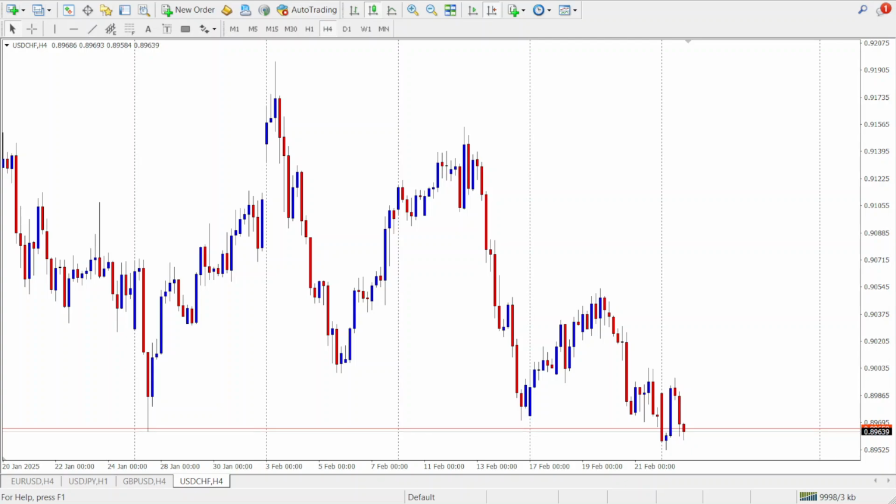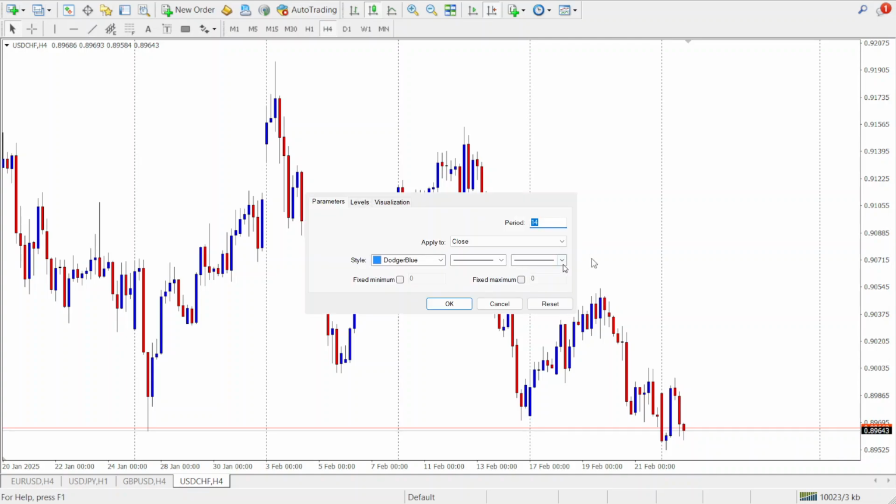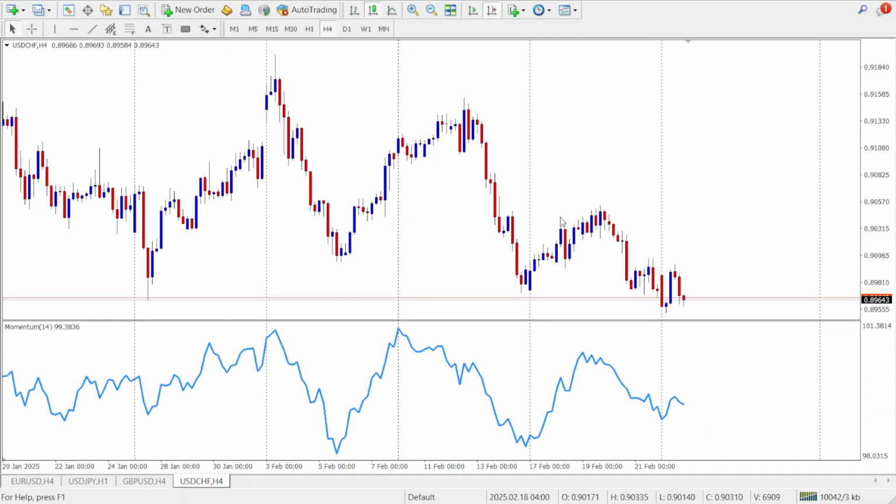In this video, we're going to be talking about one of the most powerful yet underrated indicators out there, and that is the momentum indicator. If you're struggling to identify trends, reversals, or high probability trade setups, then this video is for you. By the end of this video, you'll understand how the momentum indicator works, the best trading strategies to use with it, and how to combine it with other tools for even better accuracy.